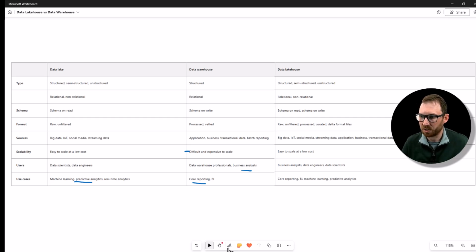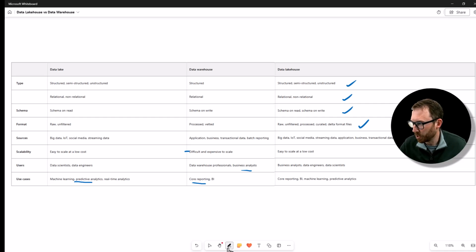And so these two are really what led to the data lakehouse pattern, where yes, it can support structured, semi-structured, and unstructured data, the relational, non-relational data, the schema can define and read and write, a range of formats. And that's really where we have things like the Medallion architecture available to us to go from raw to fully processed and curated data, and a range of data sources.